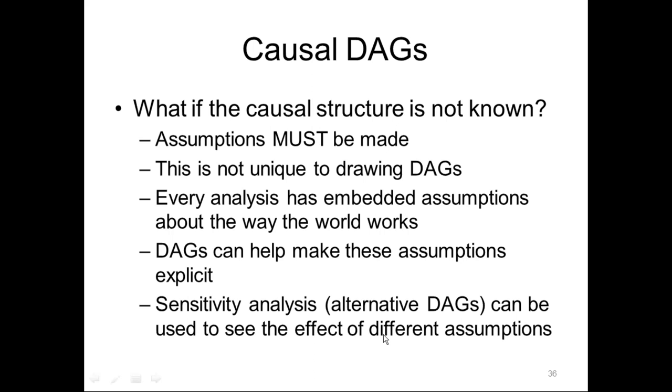You can also think about this as a sensitivity analysis. You could say, okay, here's my best guess at the way the world works. This is the DAG that I'm going to work on as my primary analysis. And then as a sensitivity analysis, you can say, well, if it's actually flipped, how would you do that analysis? For example, if you don't know whether inflammation causes kidney disease or kidney disease causes inflammation. Those are the sorts of questions you might have.